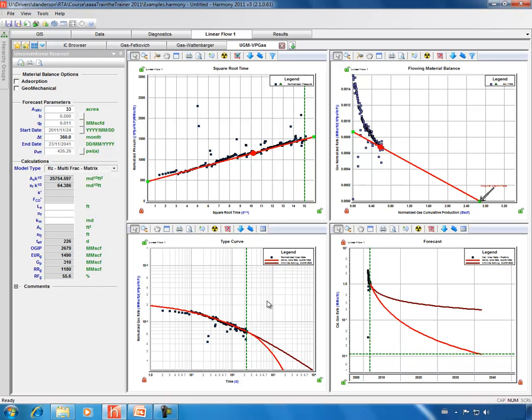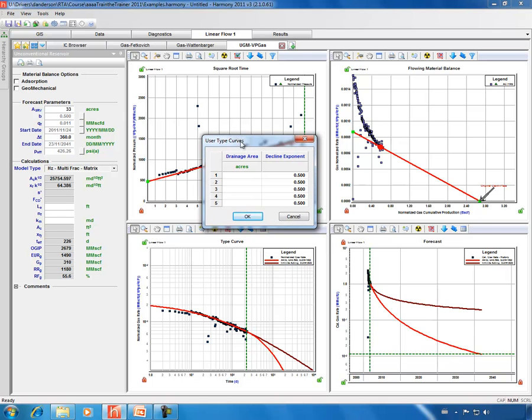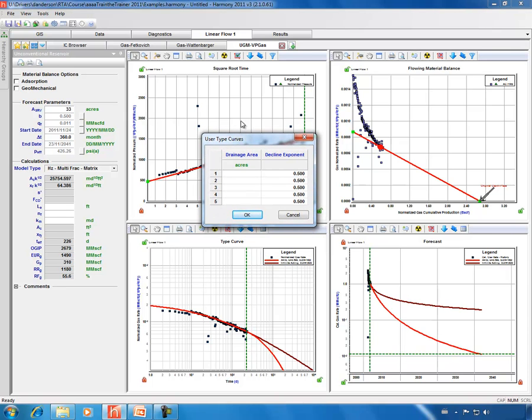Now, there's a couple more things I can do with this. If I want to include on here additional forecasts representing different drainage areas, you'll notice that our stimulated reservoir area right now is 33 acres. That's consistent with our minimum extrapolation to minimum original gas in place.